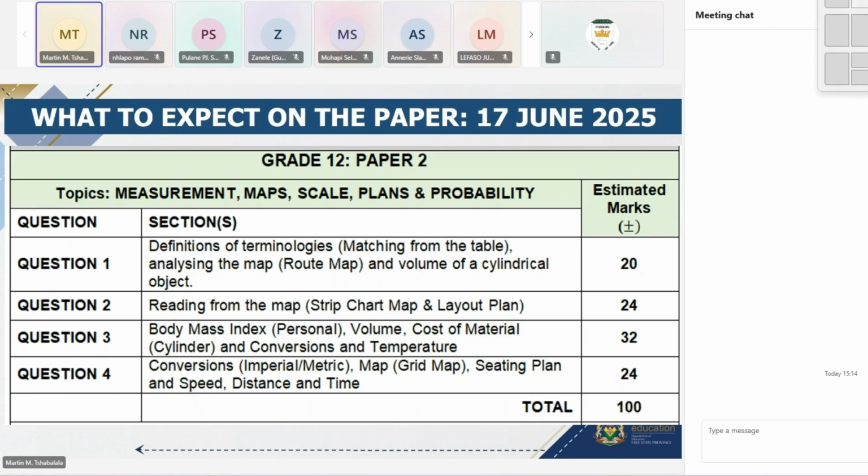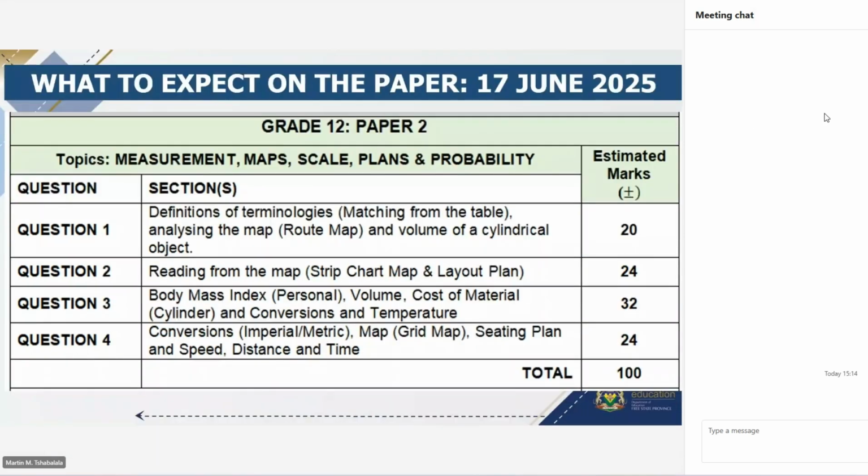Don't go and look at other maps. Go and look at strip chart map for question two. And the layout plan. A layout can come up in different ways. The strip chart map, you know it. I'll show you. But the layout plan can be a layout of a cinema, a layout of a stadium, a layout of a bus, how people are seated in a bus, how people are seated in a train, how people are seated in the aeroplane. Those are the types of layout plans that you can get. It can come up in different formats. Even in the classroom, the way you are sitting in a classroom can be a layout plan.